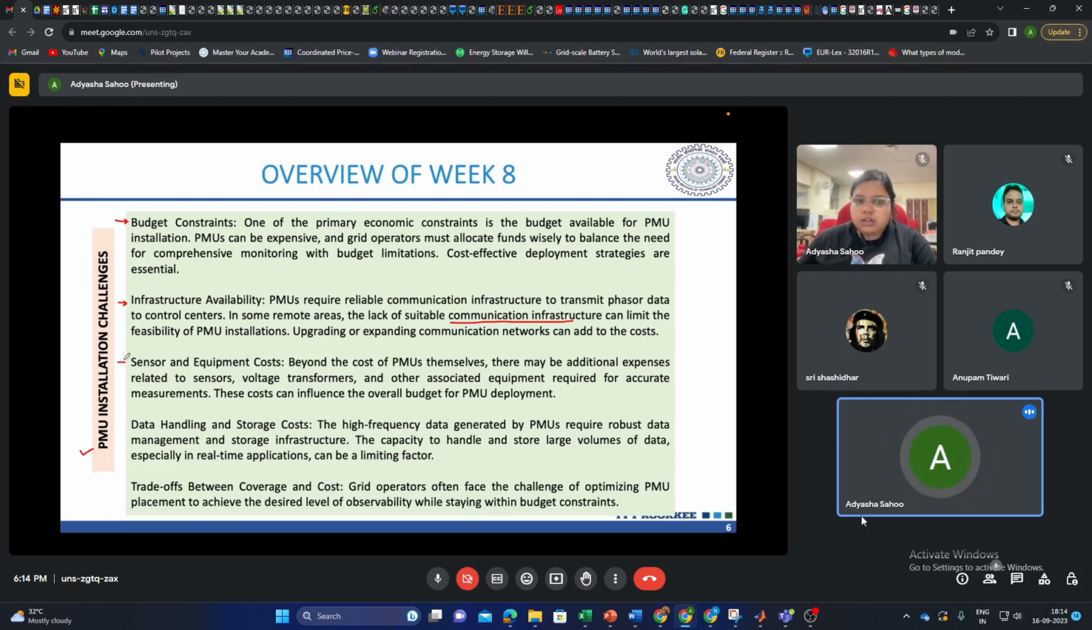Additionally, we'll also require sensors like voltage transformers and current transformers, and this will also add to the cost.